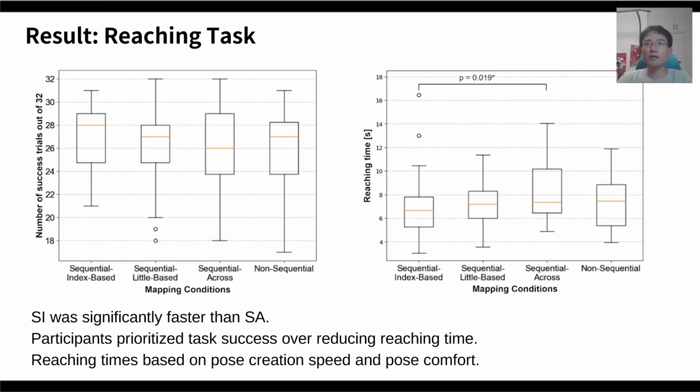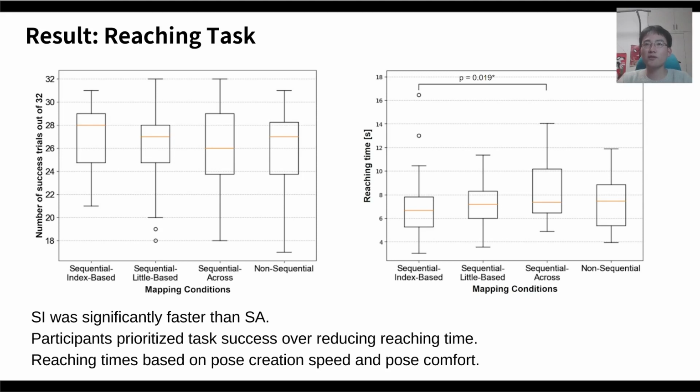For the reaching task, we found no significant differences in the number of successful trials, but in reaching time, the sequential index-based condition was significantly faster than the sequential across condition. The results indicate that the poses required for reaching were achievable in all conditions and that users prioritized task success over reducing reaching time. Interviews and observations suggested that differences in reaching time were mainly influenced by the time it took to create the bent-up pose necessary to reach the targets and how comfortable it was to hold the pose.